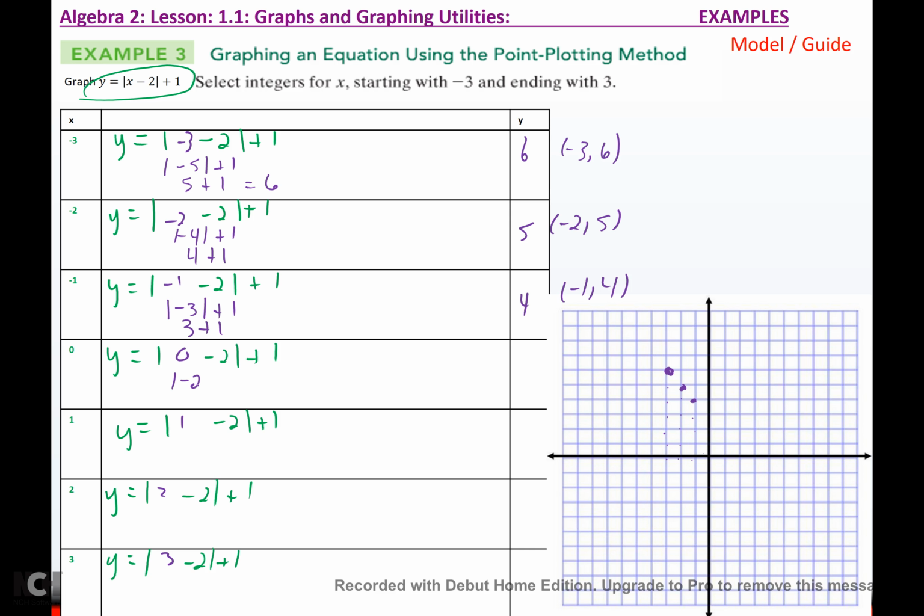Okay, absolute value of 0 minus 2 is negative 2. Absolute value is 2, plus 1 is 3. Ordered pair is 0, 3. 1 minus 2 is negative 1. Absolute value is 1, plus 1 is 2. 1 comma 2. Absolute value of 2 minus 2 is 0. Absolute value is 0, plus 1 is 1. 2, 1. 3 minus 2 is 1, plus 1 is 2. 3, 2. And you can see where it's starting to head back up. Okay?